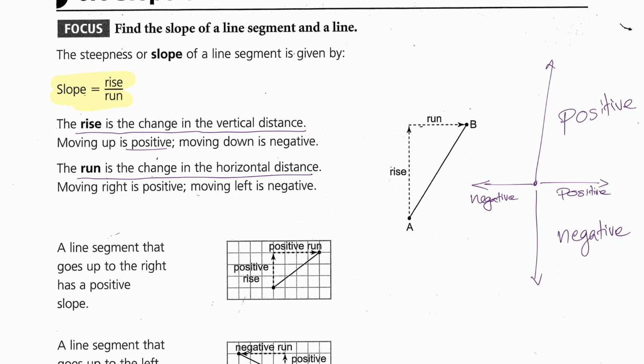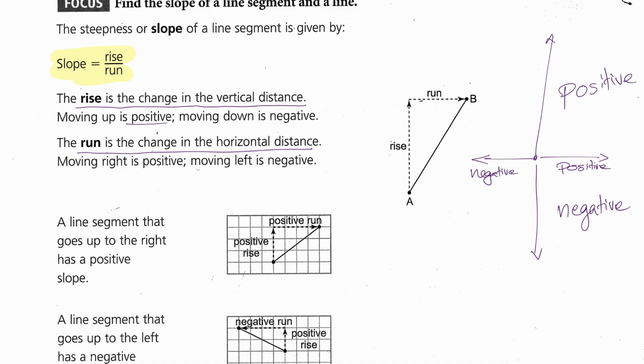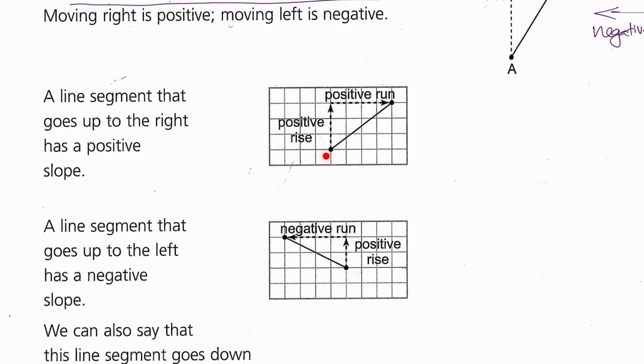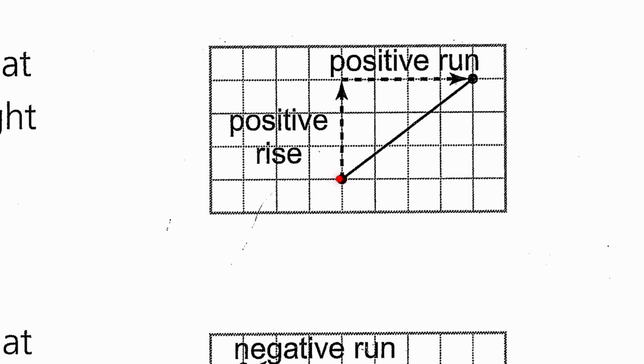So this is almost like an XY coordinate. All the measurements above the origin are considered positive, below the origin negative, right side of the origin positive, left side of the origin negative. Okay, let's see how to utilize this concept for measuring the slope. So here you can see a line segment that goes up to the right. This is my initial point. You are not allowed to move diagonally. You can move vertical and horizontal. Only these two movements are permitted.